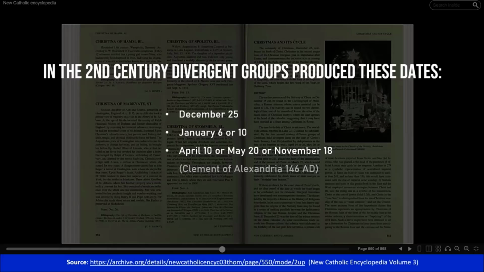There was also April the 10th, or May the 20th, or November the 18th, and that was Clement of Alexandria, who lived in 146 AD, one of the early church fathers. So there is absolutely no consensus in regards to when any of the early church thought that Christ was born. I mean, they're all over the place here.